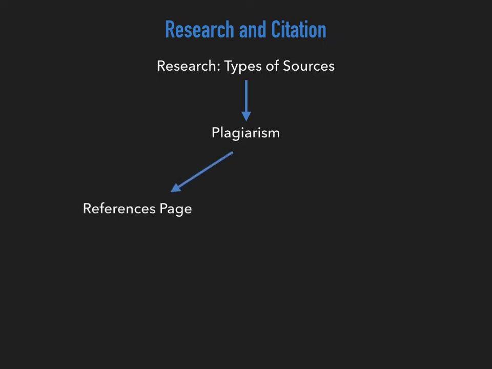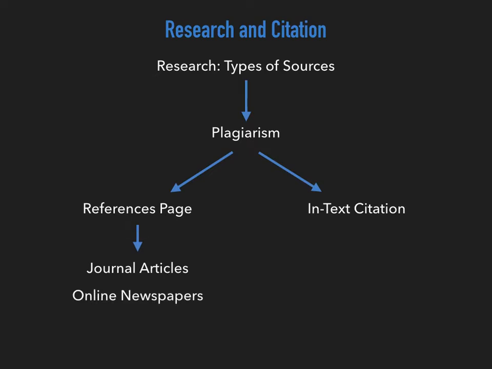We are going to begin with a discussion of different types of sources. We will then proceed to an examination of plagiarism and its significance. Once we understand the importance of properly citing our sources, we will discuss the two places where citation occurs within the report, the references page and in-text or parenthetical citations. Within the references page, we will discuss how to cite the most common sources, including journal articles, online newspapers, books, and websites.